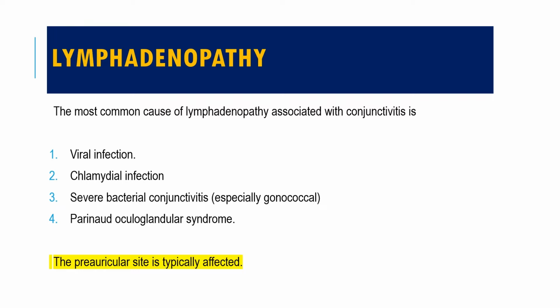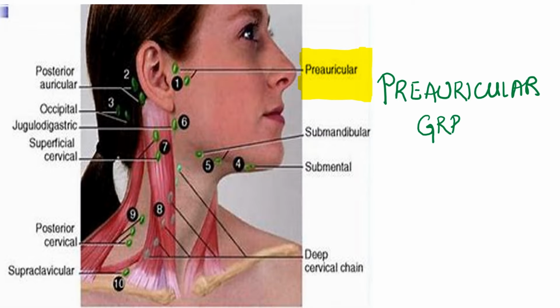So the most common cause of lymphadenopathy, that is inflammation of the lymph node sometimes, okay, you can see. So the most common causes are viral infections, chlamydial infections, Parinaud's oculoglandular syndrome, and severe bacterial infections like the gonococcal conjunctivitis. The preauricular site is typically affected. So it's always important that you also do a preliminary lymph node examination. And sometimes here in this area, you will see enlarged lymph nodes, and sometimes even in the submandibular area.